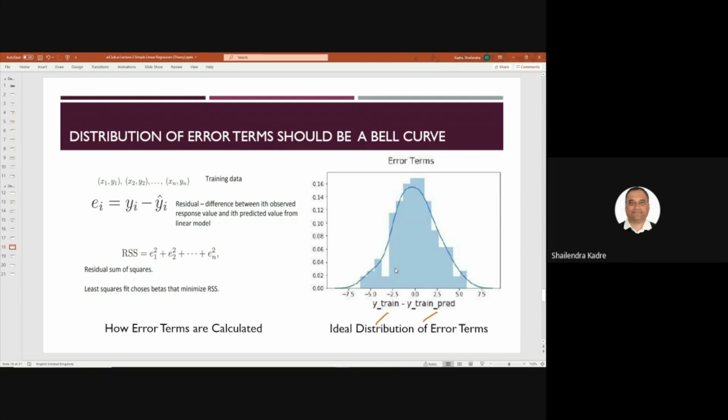The number of times minus 7.5 occurs, divided by the total number of records. So frequency of minus 7.5 divided by total frequency. That is what is on the y-axis. Understood what I am telling? Frequency of minus 5.0 divided by the total number, the total frequency. That is what is plotted on the y-axis.